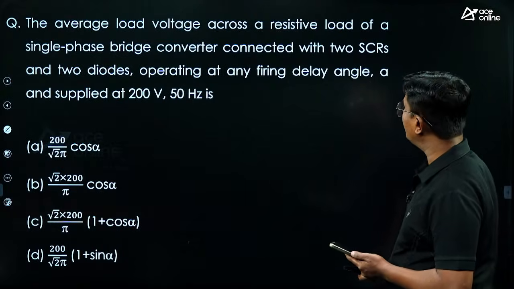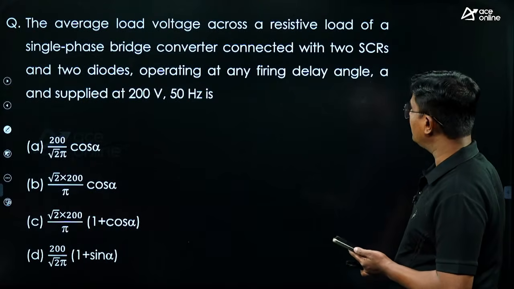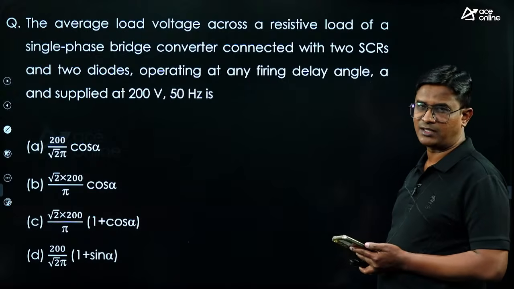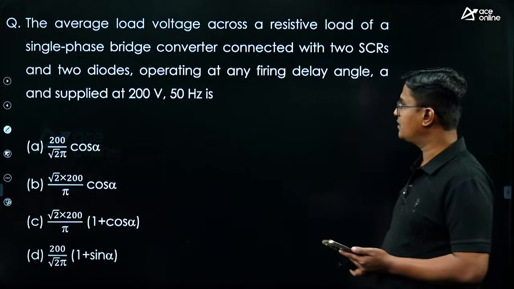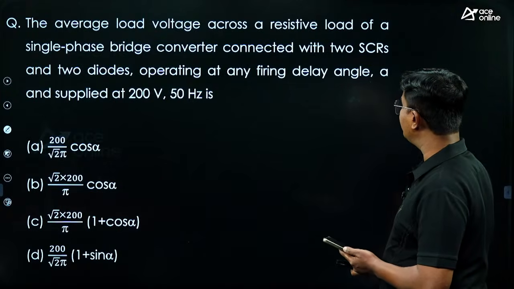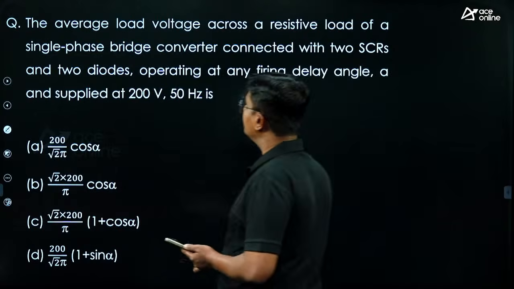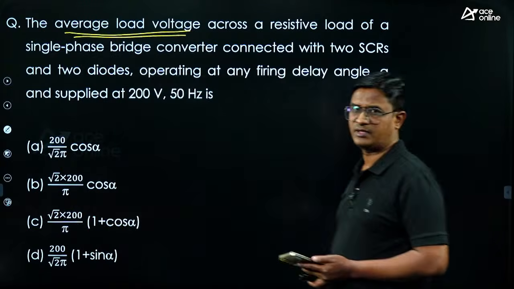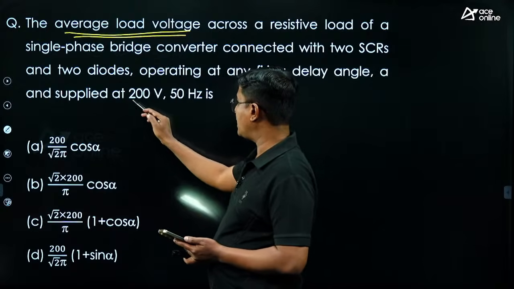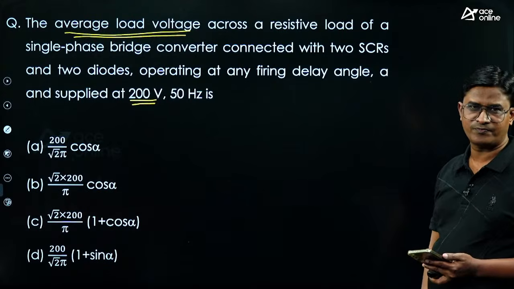The average load voltage across a resistive load of a single phase bridge converter connected with 2 SCRs and 2 diodes. Bridge converter, 2 thyristors, 2 diodes are used, means it is a semi converter, right? Single phase semi converter, operating at any firing delay angle alpha and supplied at 200 volt 50 hertz. They are asking average output voltage, V0 average expression, when the supply voltage is 200 volt RMS value. By default, given voltage AC quantity is nothing but RMS value, okay?